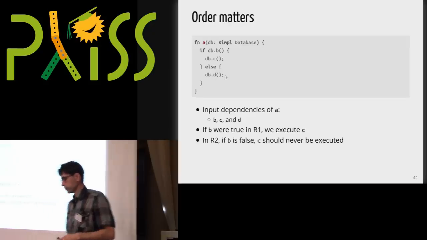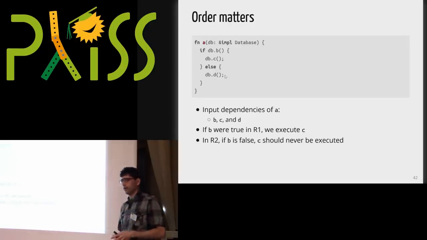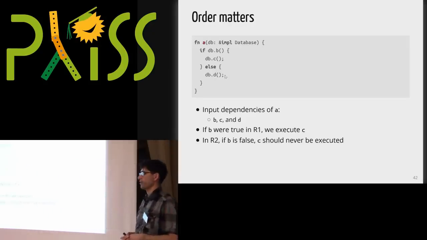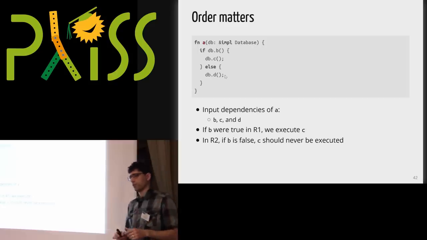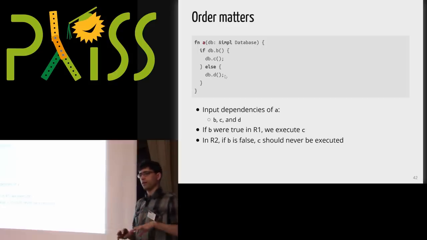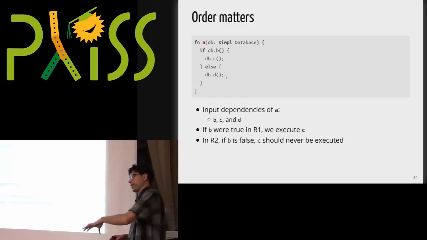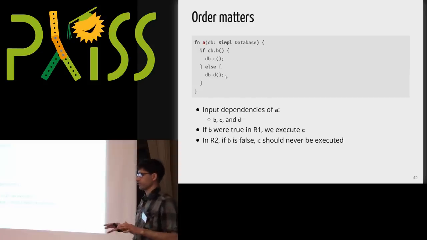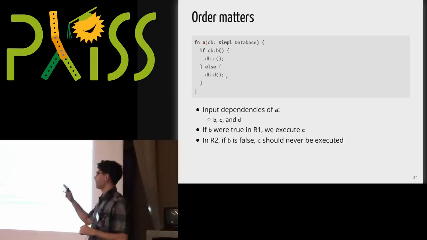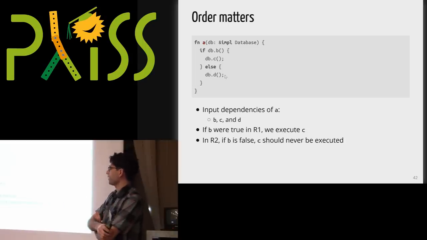So some subtle points about this basic algorithm. The first thing is that order matters a lot. When you're checking to see if something's out of date, you actually have to check it in the same order that it executed in the first place, or else you might be doing things that should never have happened. So if we have an example here where there's a function A that invokes a function B and then conditionally invokes either C or D, depending on the result.